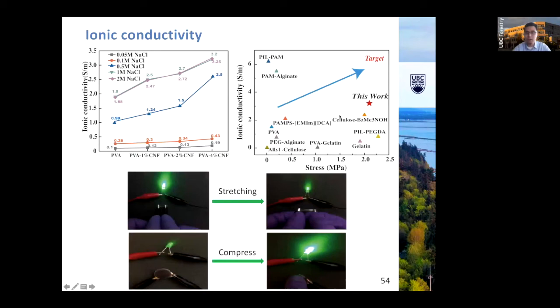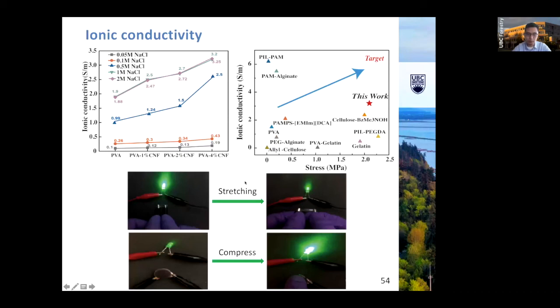We compare with some other polymer hydrogels. We know the ionic conductivity and the mechanical property are a dilemma, right? Mostly the high ionic conducting hydrogels are usually very soft, for example polyacrylamide and alginate. Those are very soft materials with high conductivity. But very strong materials, like gelatin or PGDA ionic liquid, have low conductivity. However, we are achieving both high conductivity and high mechanical property here. Although this is still a target, we believe we are making some improvement on the current literature.